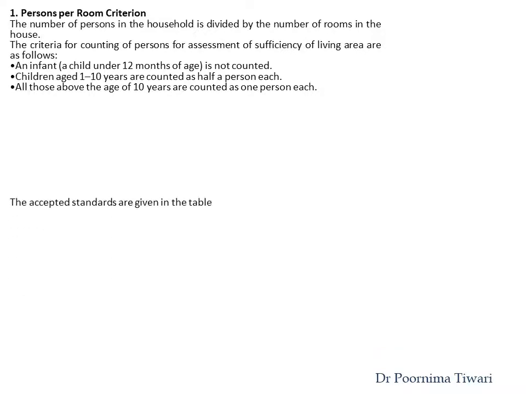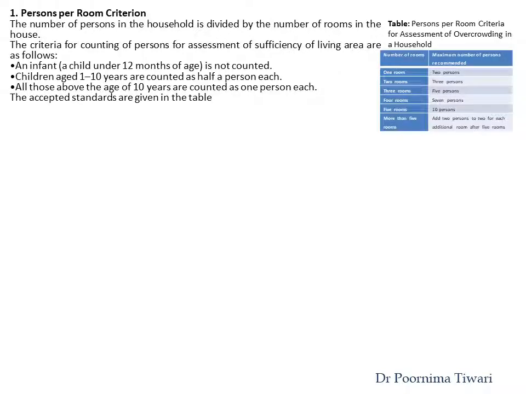These are now added up and divided by the number of rooms present in the house. Then the accepted standards are given in the accompanying table. You can see that if there is only one room, then there should be 2 people, not more than that. 2 rooms, not more than 3 people, and so on.